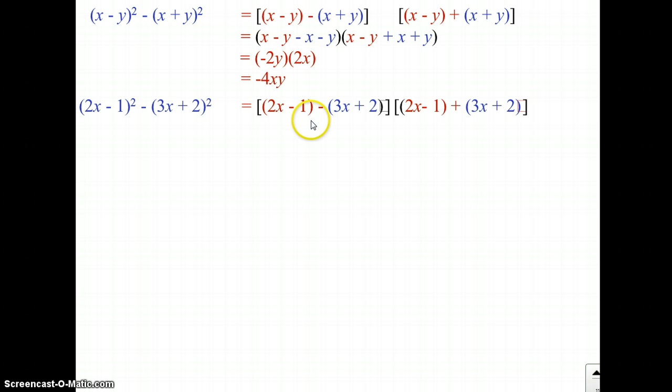Get rid of the round brackets inside. Make sure you multiply both terms of this blue bracket by the negative 1. So it looks like this. We now combine like terms. 2x take away 3x, minus 1 minus 2. So you get negative x minus 3 in the first bracket. You get 5x plus 1 in the second bracket.